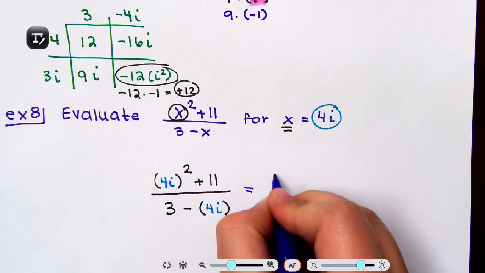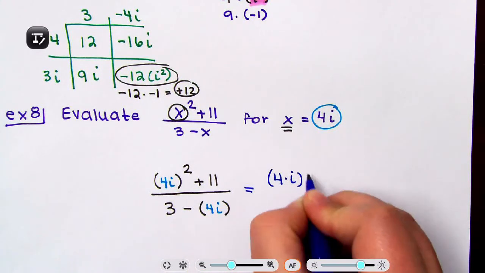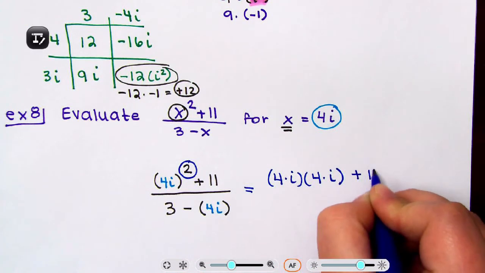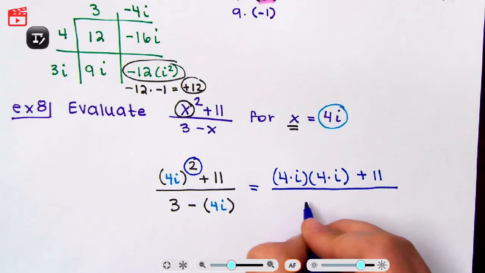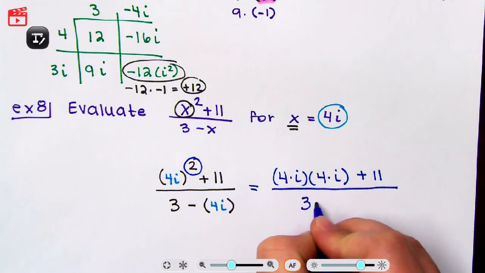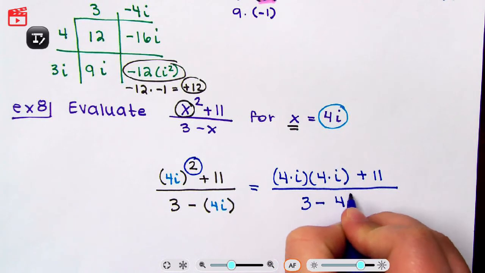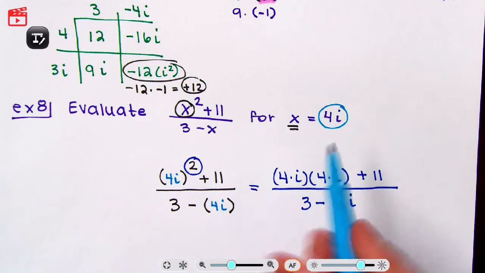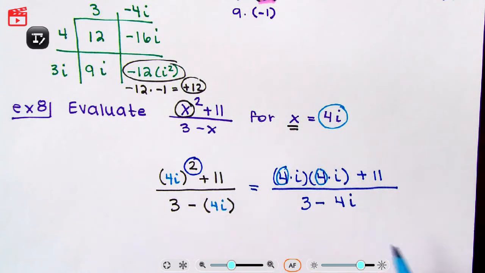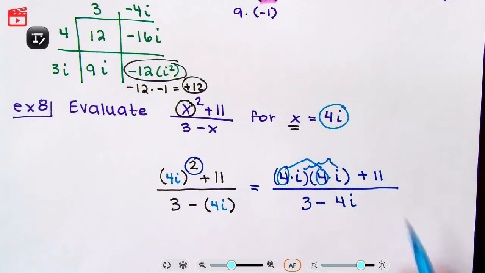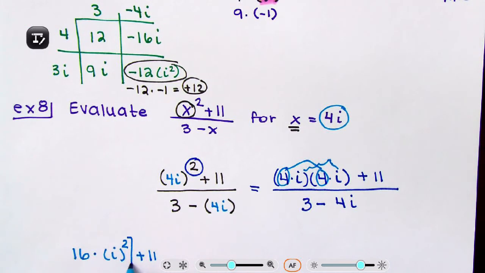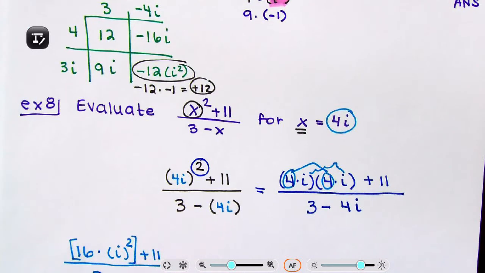In the numerator, you have 4 times i, and you have 4 times i, so you have it twice because of the exponent of 2. You still have this plus 11. In the denominator, you can't really do anything because you have a real portion, 3, and you have an imaginary portion, 4i. So let's work with our numerator. Numerator, we have 4 times 4, and we have i times i. So 4 times 4 is 16. i times i is i squared. And then we have our plus 11. Don't do anything with the plus 11 just yet. I'm just going to rewrite the denominator.